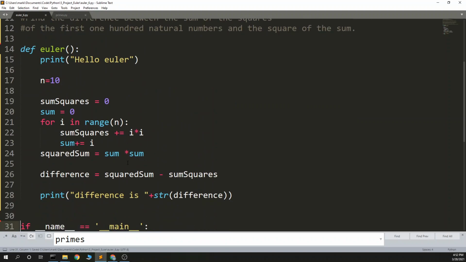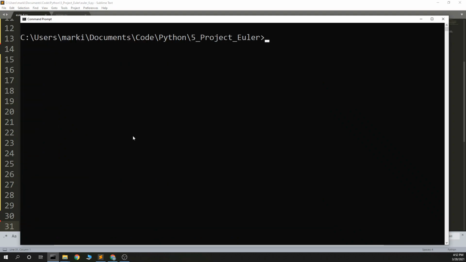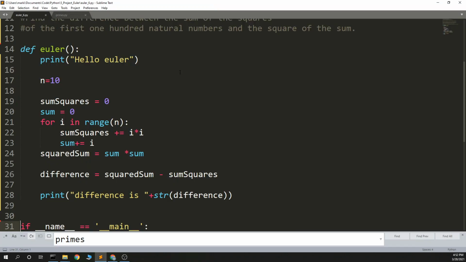Let's look through it so I don't make too many mistakes. This is Project Euler 6. So we'll run that in a second. Start both the sums at 0. The sum squares goes up to 10, and it's i times i. Otherwise, we just take a sum of i. Squared sum, we multiply that sum. Sum is a different color, which means it's probably a reserved word.